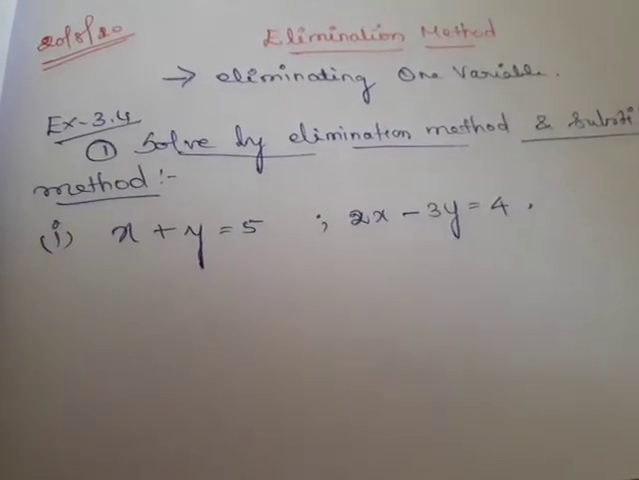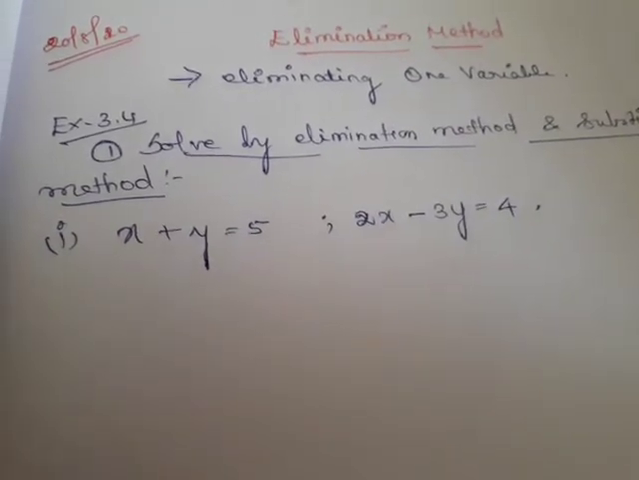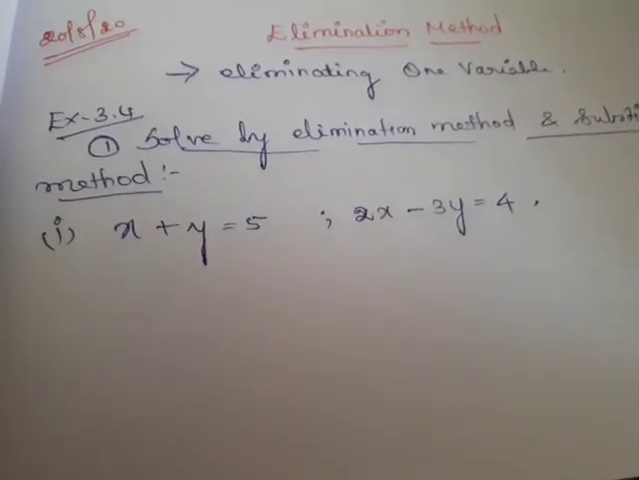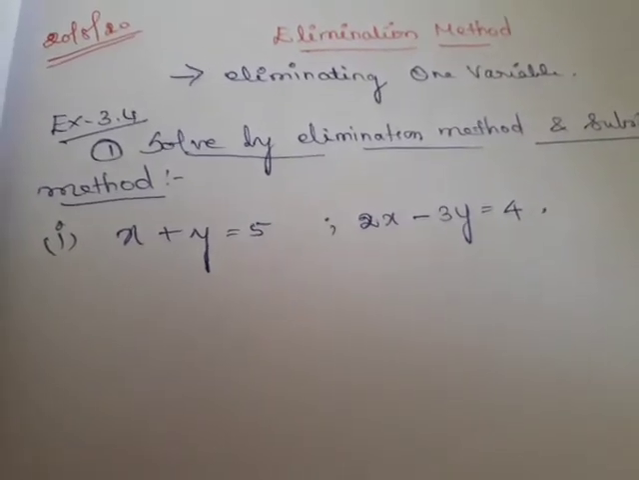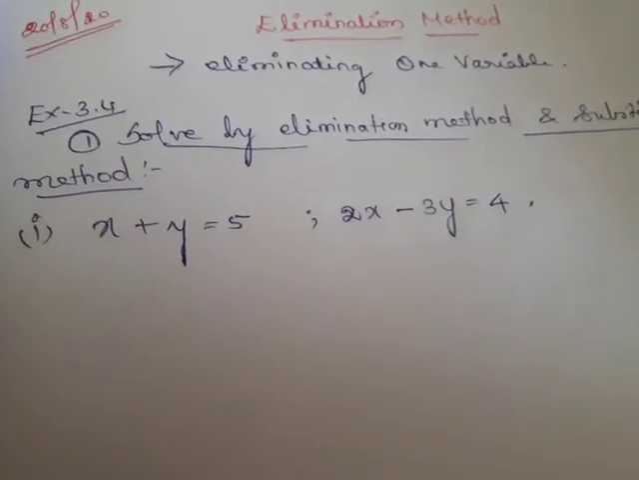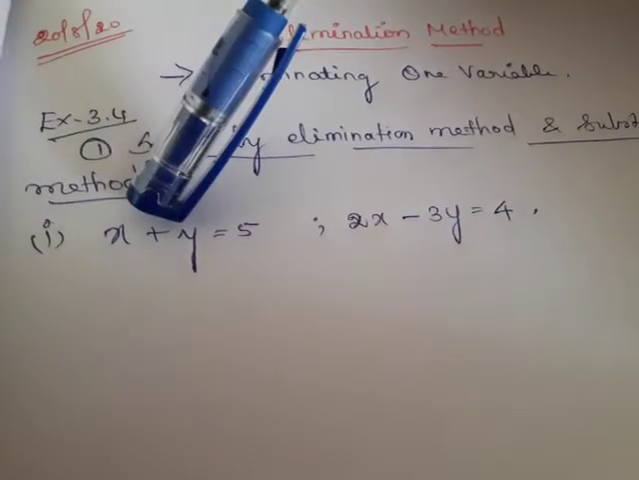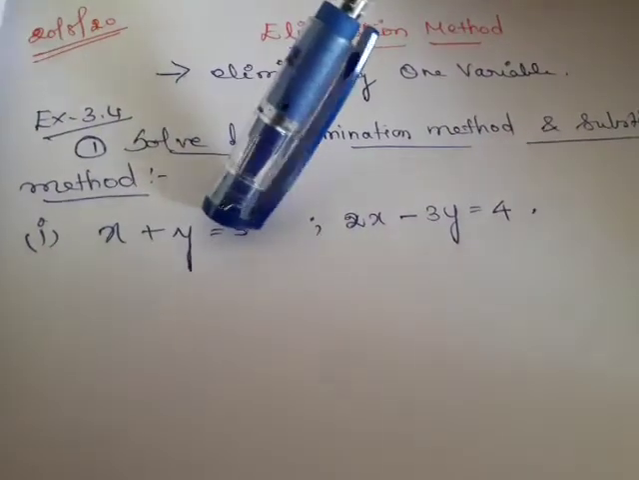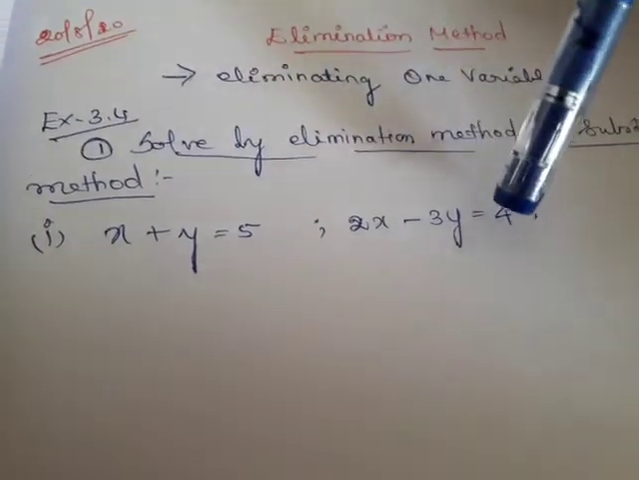If they say by elimination method, you have to go with the elimination method only. After they mention it, you should not take your own choices. They won't give full marks, even though both methods give you the same answer. Hope you understood. Now first question: x plus y equals 5 and 2x minus 3y equals 4.